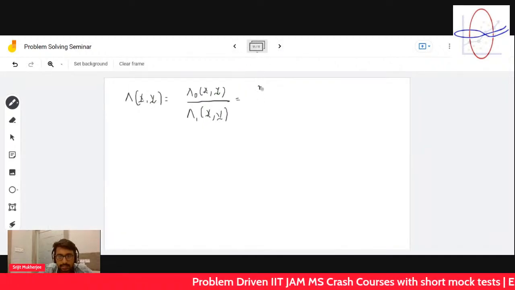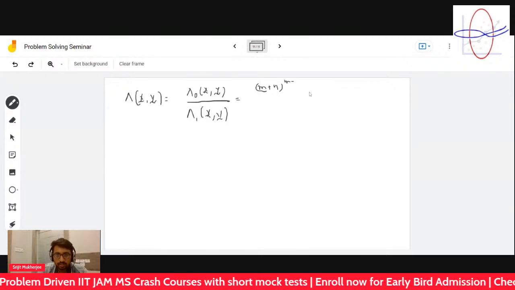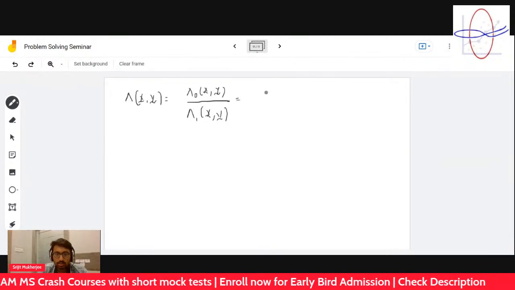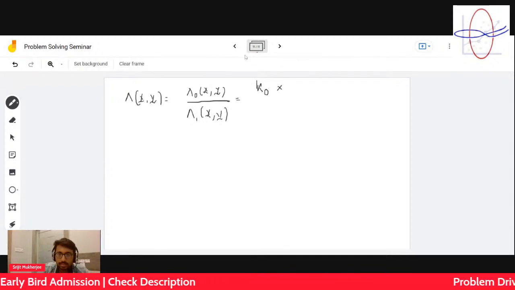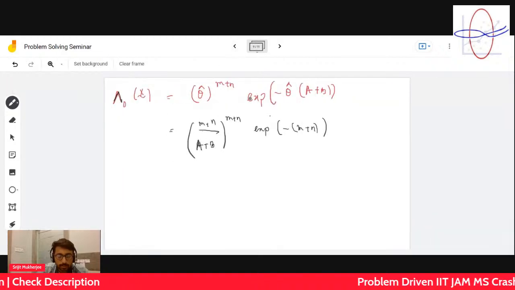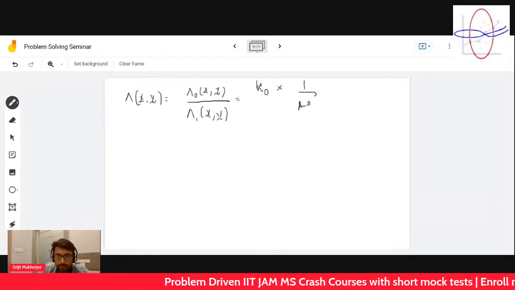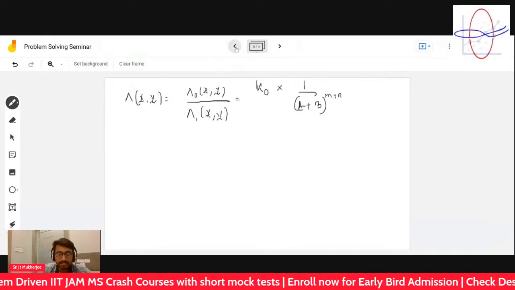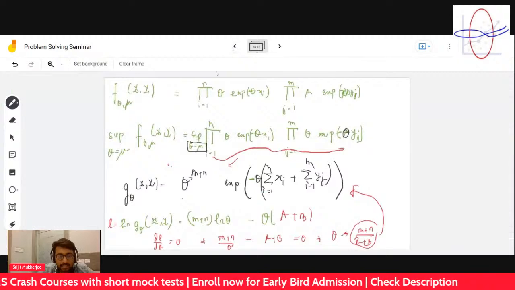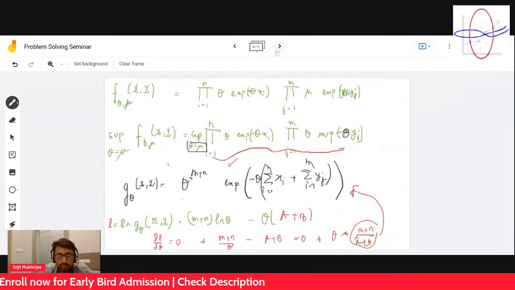Observe that it's (m plus n) to the power (m plus n) into exponential. That stuff is not required at all, that is a constant, so you can write it as k naught, let's say. K naught times, the main idea is in this format, into 1 by (a plus b) to the power m plus n. This is the main idea. So the upper one is done, and let's now calculate the lower one.